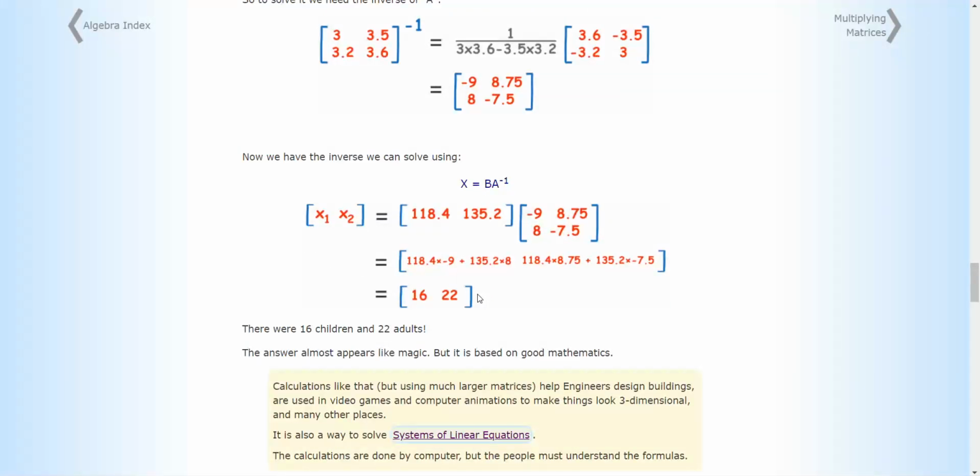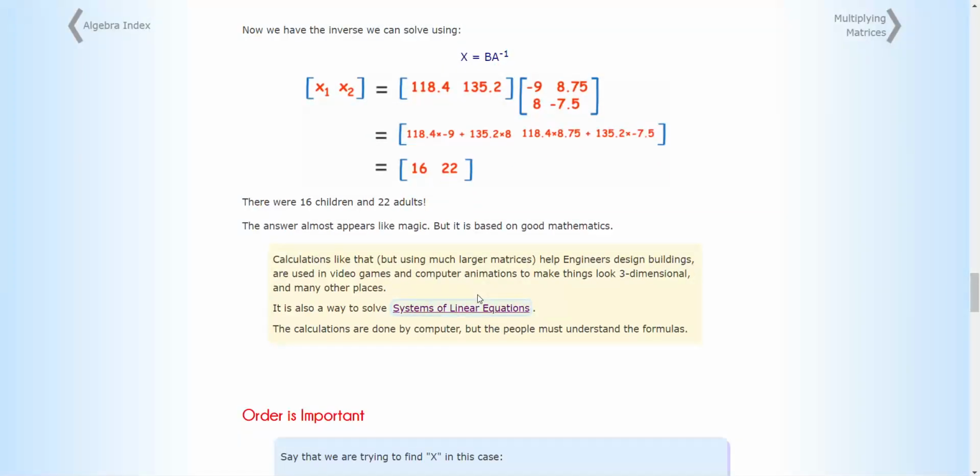Interesting. There were 16 children and 22 adults. Yeah, it almost appears like magic. It's based on good mathematics. By using much larger matrices to help engineers design buildings, using video games and computer animations to make things look three-dimensional, and in many other places. There's also associated linear equations, which we will have to solve.